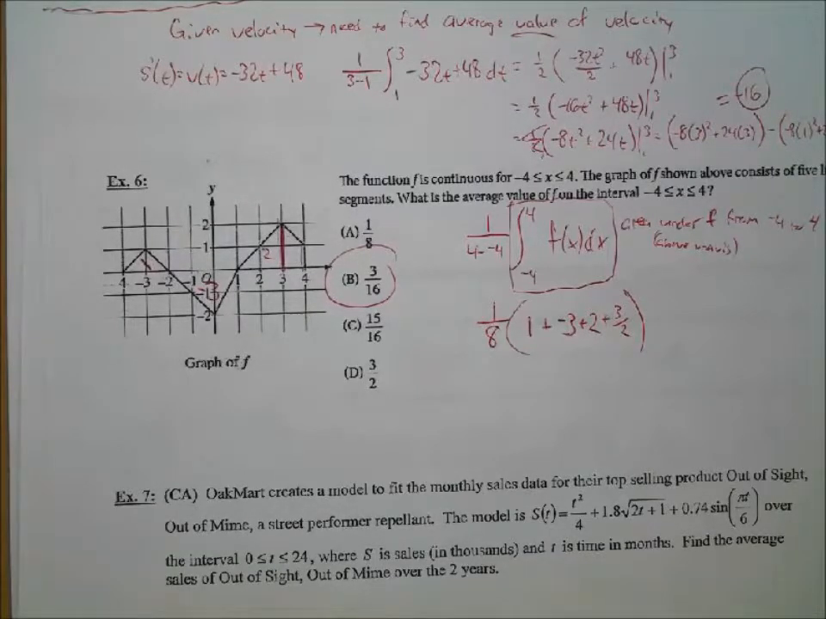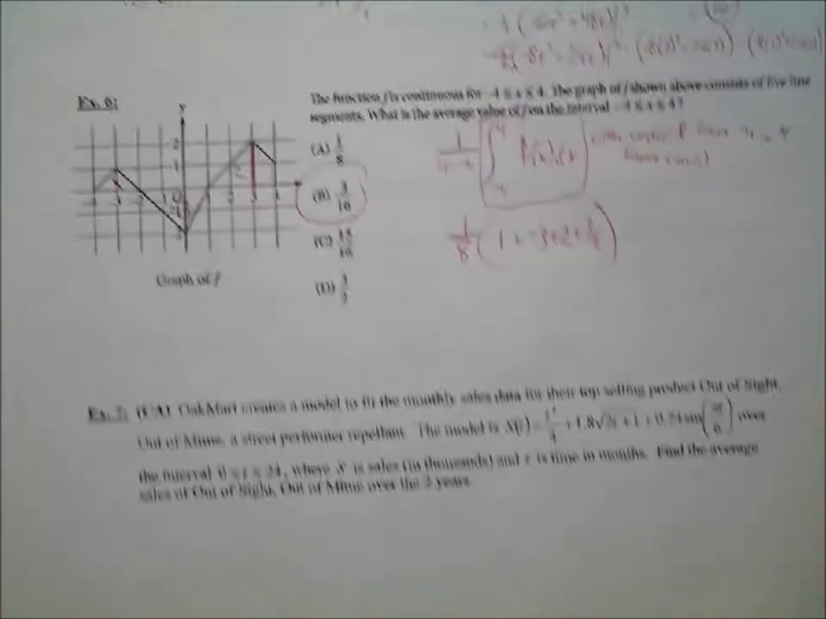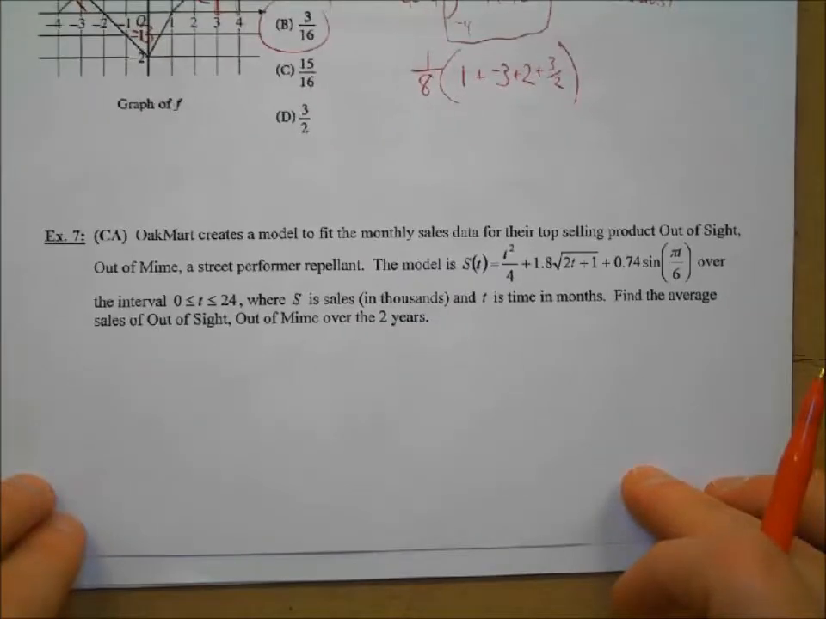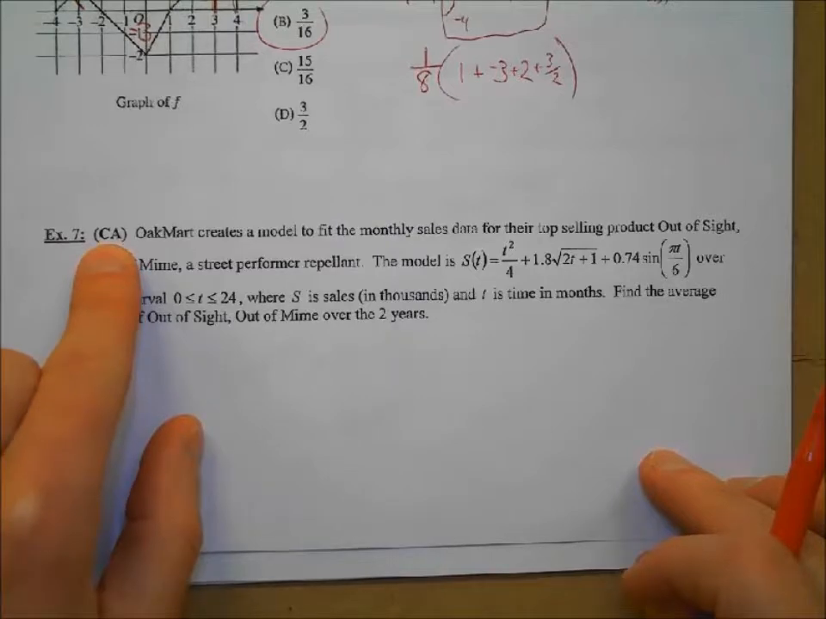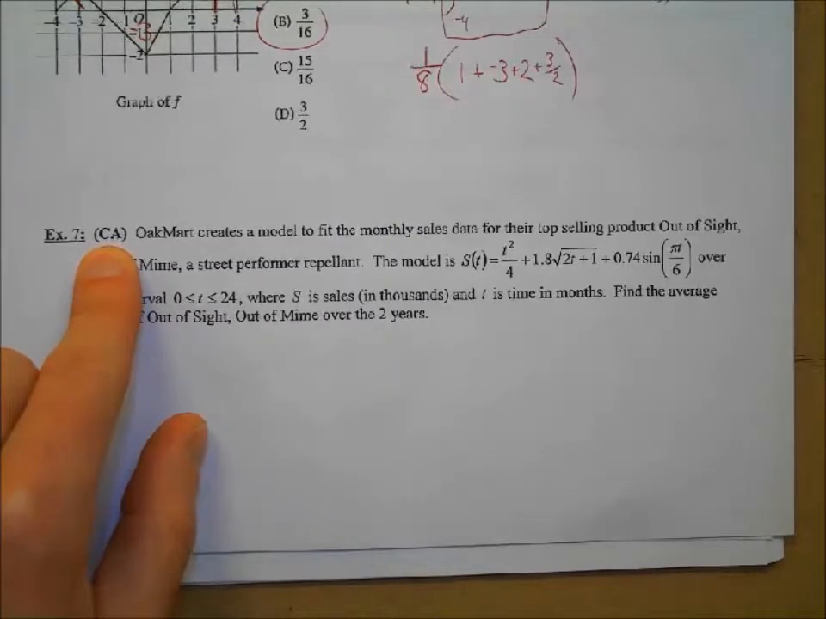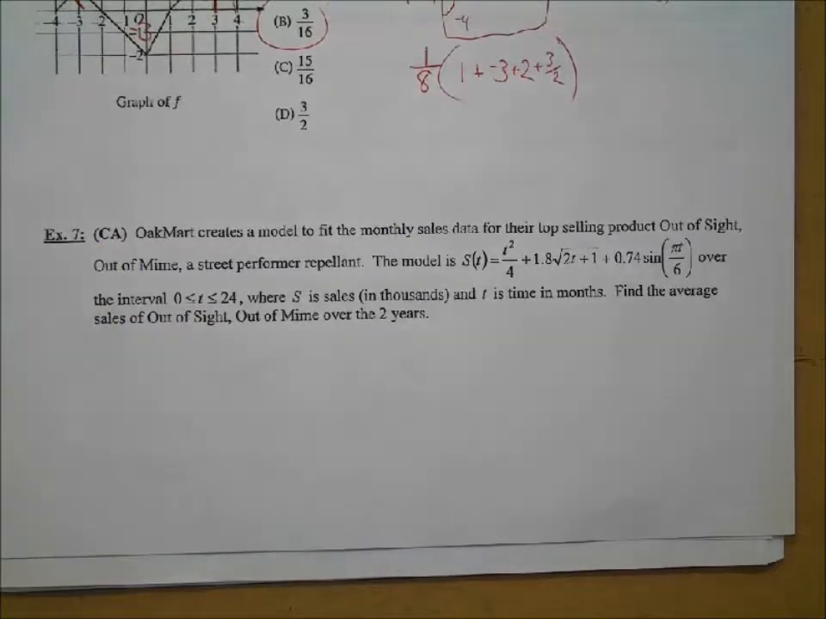Okay, one more here. Last one. Oak marked. Oh, by the way, that little CA stands for calculator active, okay, for our class.